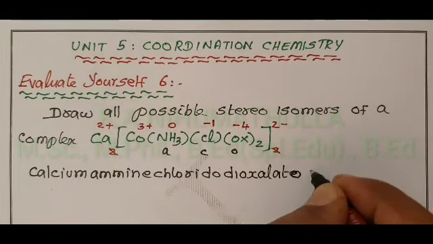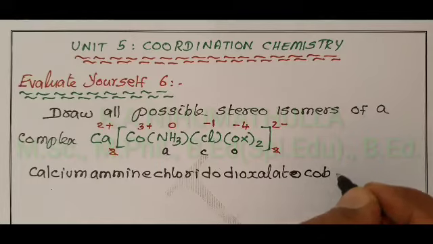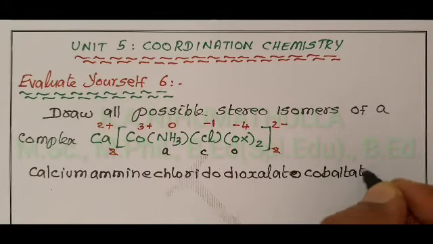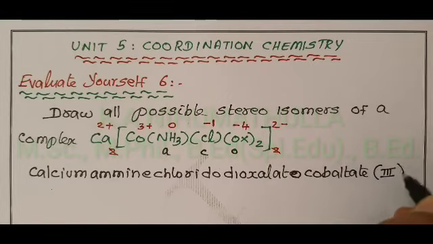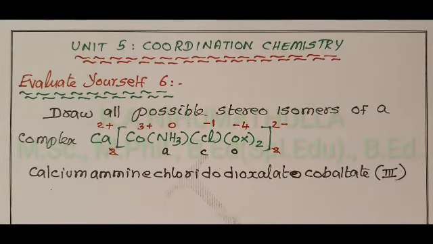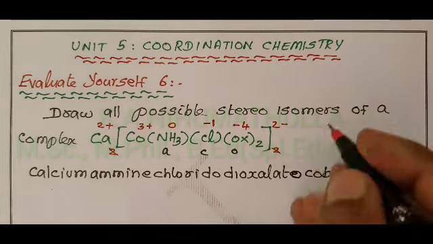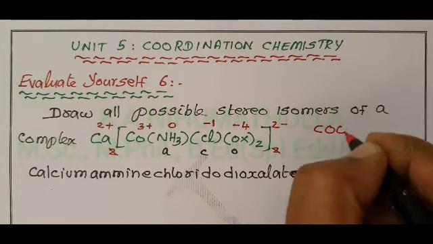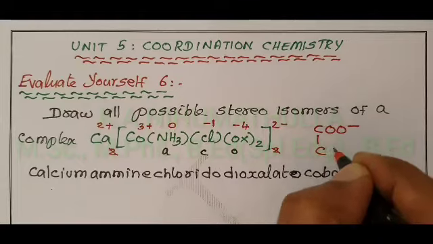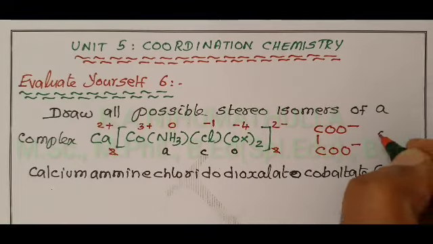Central metal ion, cobalt. It is an anionic complex, therefore cobaltate. Oxidation state of cobalt is 3, that should be in Roman numeral. Oxalato is indicated by simply ox. The actual molecular formula for oxalato is, now I write here, COO minus, COO minus. This is oxalato.